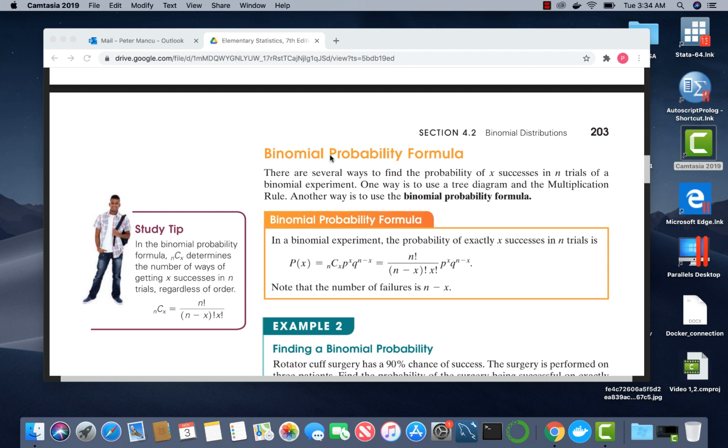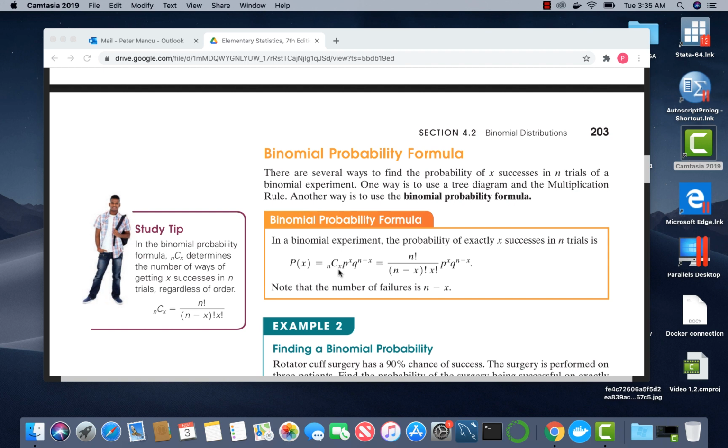Today we want to talk about the binomial probability formula. Basically, it's a straightforward formula. The probability of x successes in n trials is given by this formula.